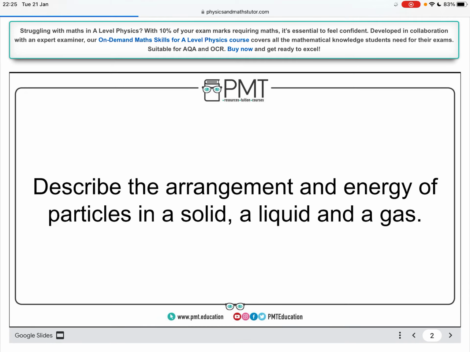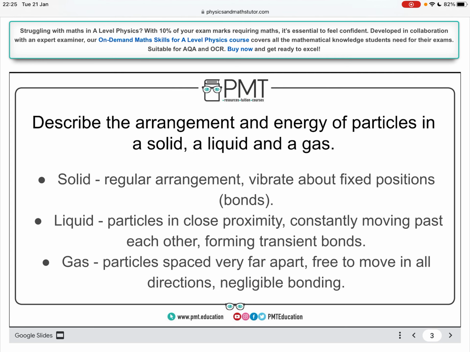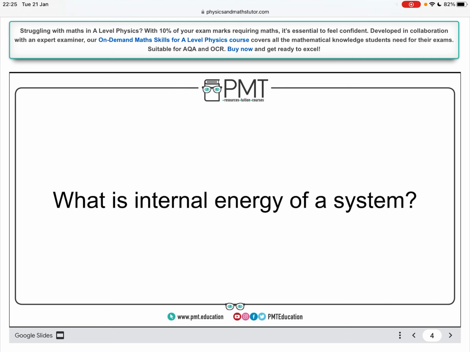Describe the arrangement and energy of particles in a solid, liquid, and gas. We haven't covered this now, but we must know it. In a solid, it's a regular arrangement and particles vibrate about fixed positions. For a liquid, particles are in close proximity, constantly moving past each other, forming transient bonds. In a gas, particles are spaced very far apart, free to move in all directions, with negligible bonding.